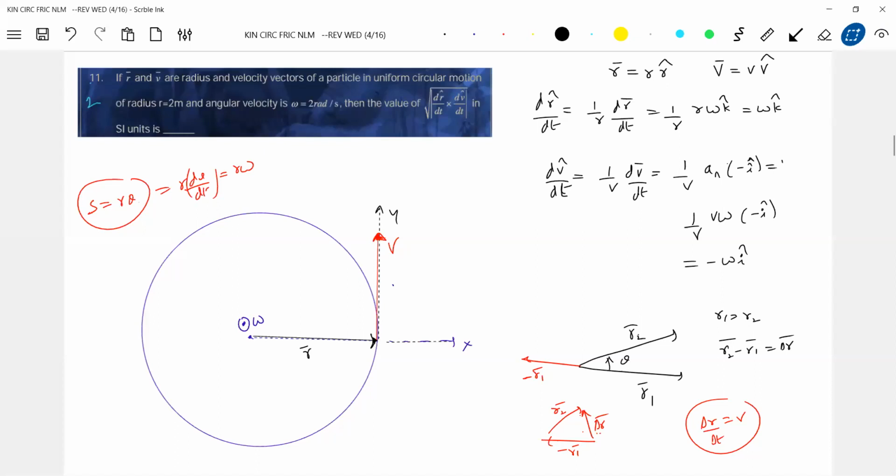Okay, then you take the magnitude. Okay, let's get into the problem. This will be under root of dr cap by dt, omega k cap minus omega i cap. How much will you get? Omega squared, omega, under root of this one. Okay, this will be 1.